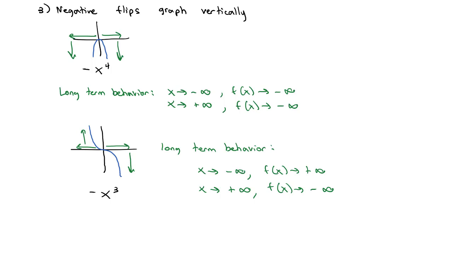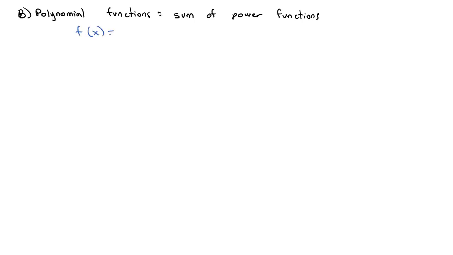Now, power functions aren't as interesting to us because they're really the basic form of what we call polynomial functions. And that's where we're going to spend most of our time in this chapter, working with polynomial functions. Now, a polynomial function is simply a sum of power functions. Let's say we've got f of x equals 8x cubed minus 3x squared plus 4x minus 2. This is a polynomial because there are 4 power functions added and subtracted together.